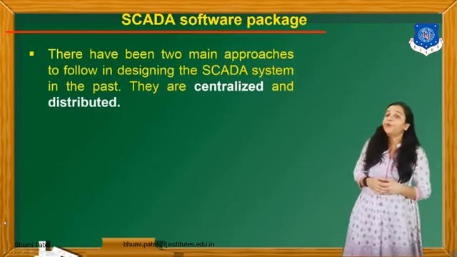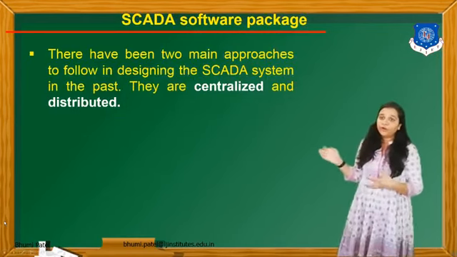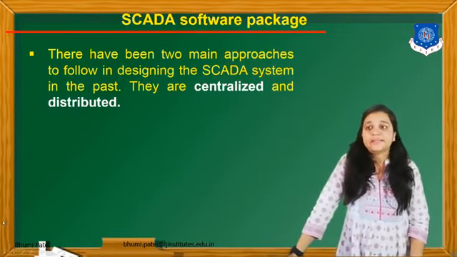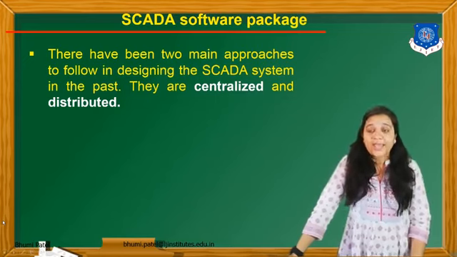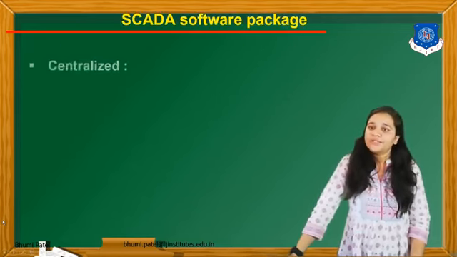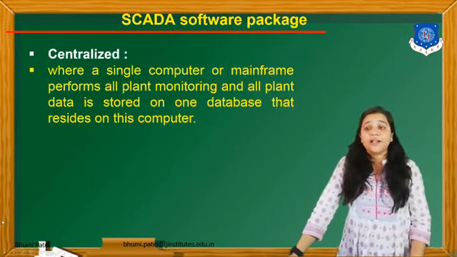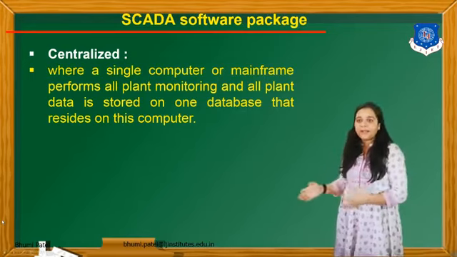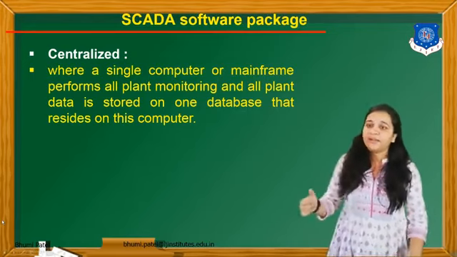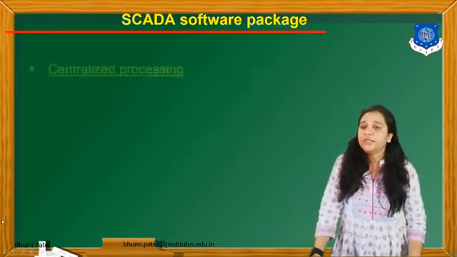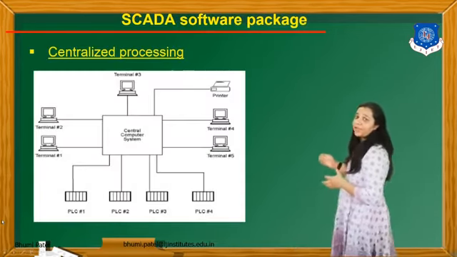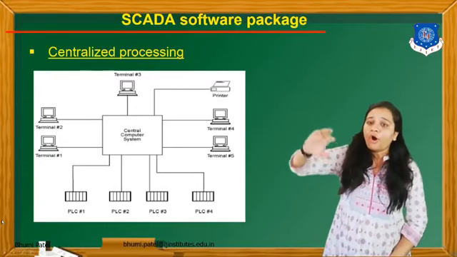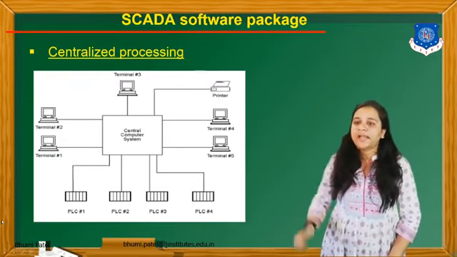Now there have been two main approaches to designing a SCADA system in the past. The first one is the centralized and the second is the distributed process. So where can we install this SCADA? The first process is the centralized, where a single computer or mainframe performs all the plant monitoring, and all plant data is stored in one database that resides on this computer. Here is the diagram of centralized processing. Only one master computer is there, and all the units are controlled using this centralized process.